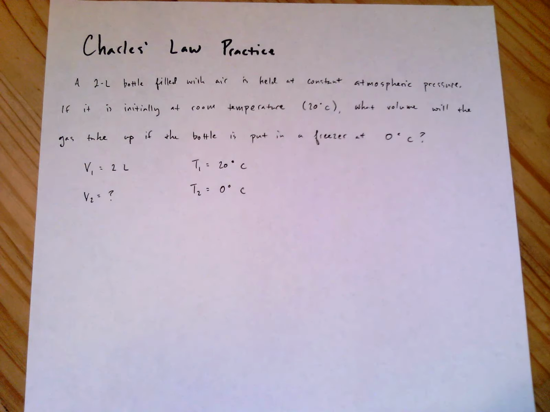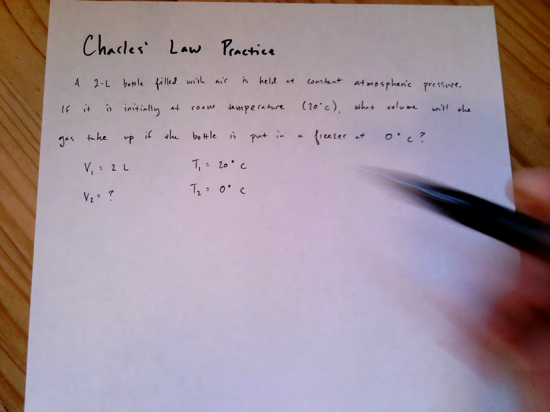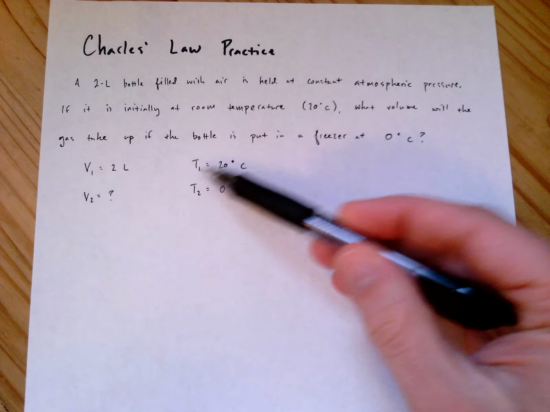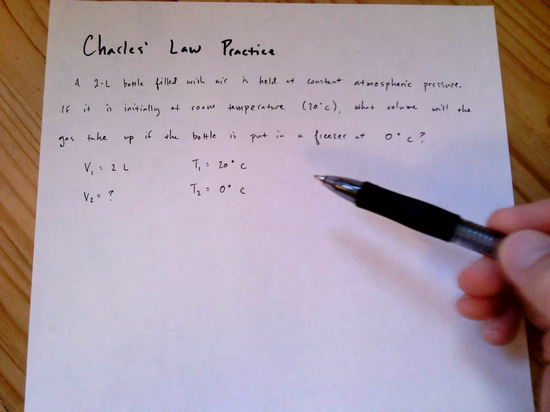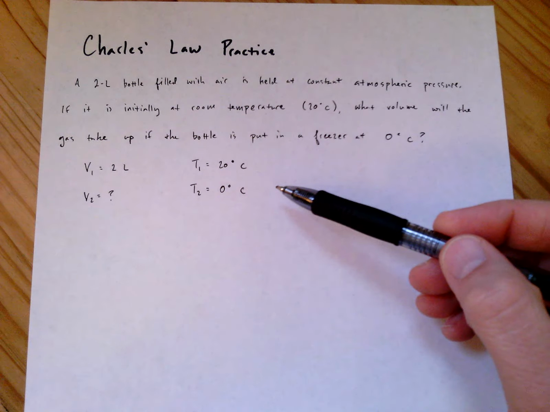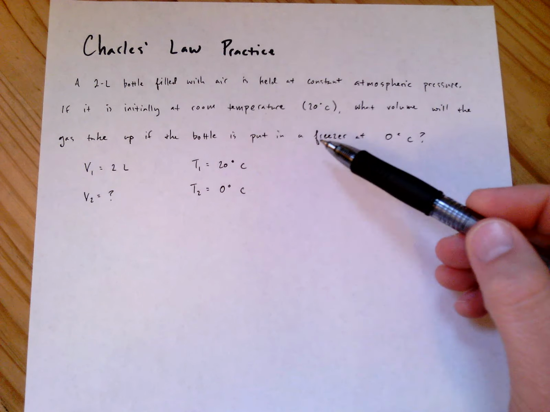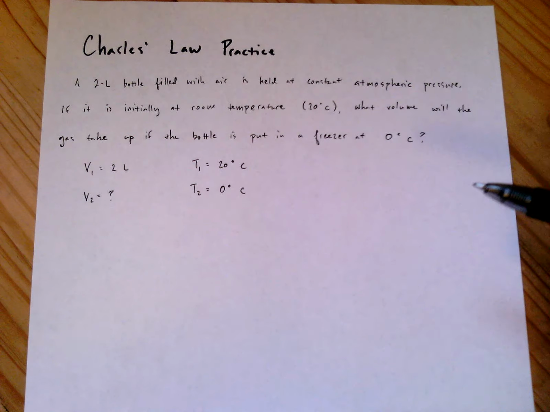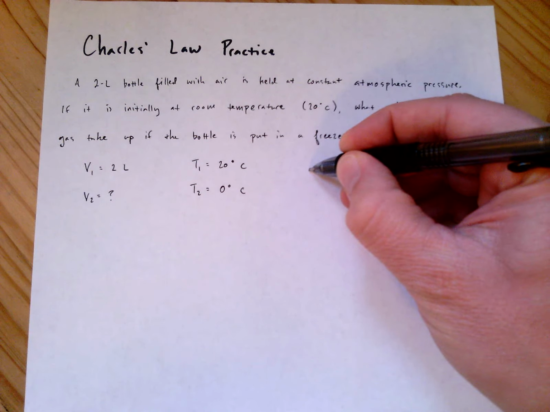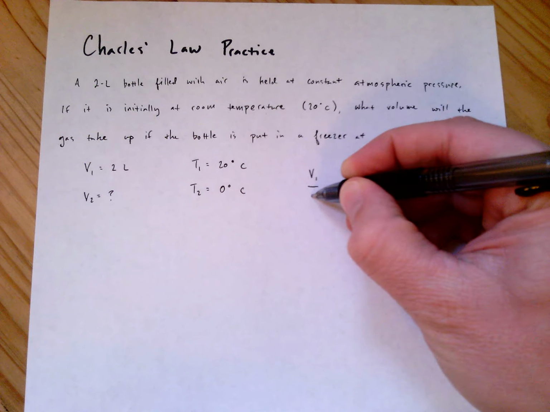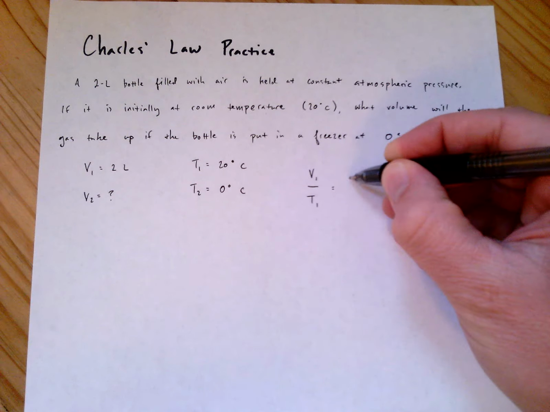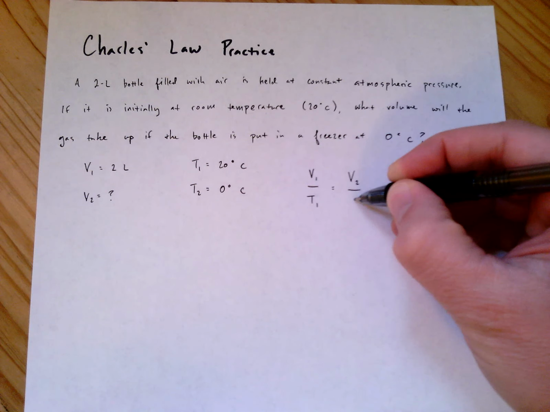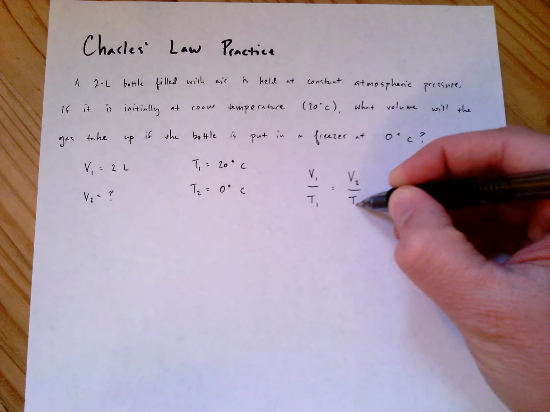So how can we tell we've got a Charles' Law practice problem? Again, look at the information the problem gives us. We got volume, we got temperature. What does Charles' law say? At a constant pressure, volume and temperature are directly proportional. Our equation for Charles' law is going to look like this: volume 1 over temperature 1 equals volume 2 over temperature 2.